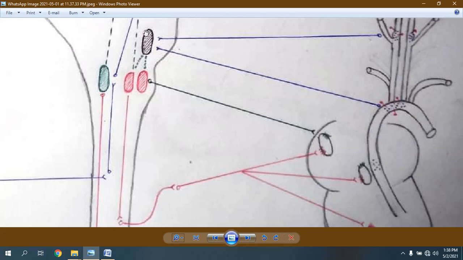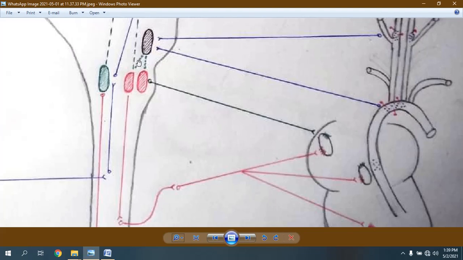How will the tractus solitarius increase the blood pressure? The tractus solitarius will inhibit the cardio-inhibitory center. This is the cardio-inhibitory center. So when the tractus solitarius inhibits the cardio-inhibitory center, it will no more transfer the signal toward the M2 receptor. So the inhibition will be decreased. The heart rate inhibition will be decreased, so the heart rate will be increased automatically. The pacemaking will be increased.